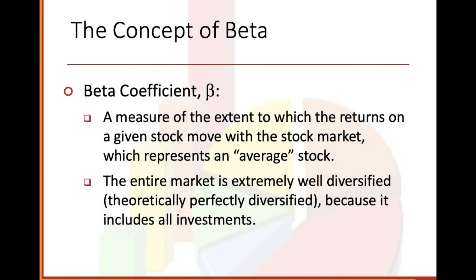So the concept of beta coefficient: a measure of the extent to which the returns on a given stock move with the stock market, which represents an average stock. The entire market is extremely well diversified, theoretically perfectly diversified, because it includes all investments.